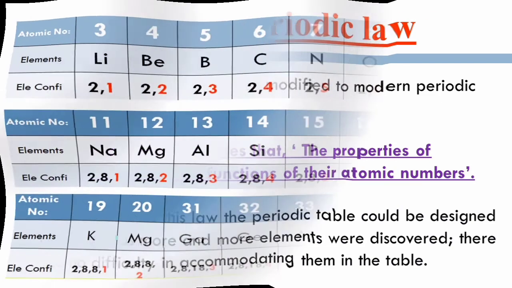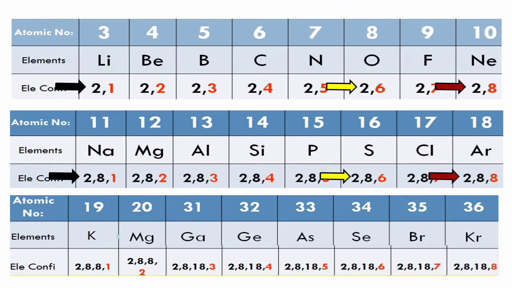We know that properties of elements depend on the number of valence electrons, that is the outermost electrons in their atom. So when elements were arranged according to the increasing atomic numbers, the elements having the same number of valence electrons occurred at regular intervals. Since the number of valence electrons in the elements show periodicity, the chemical properties also show periodicity. Periodicity means repetition of properties.